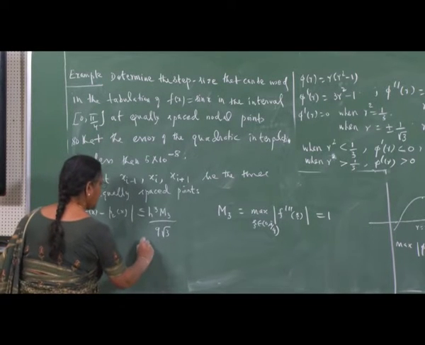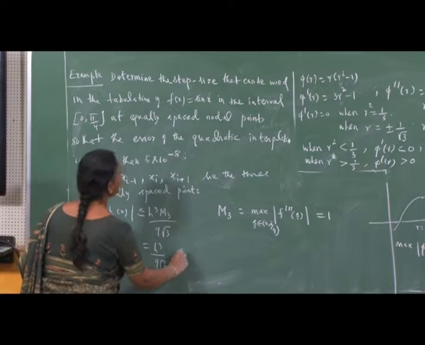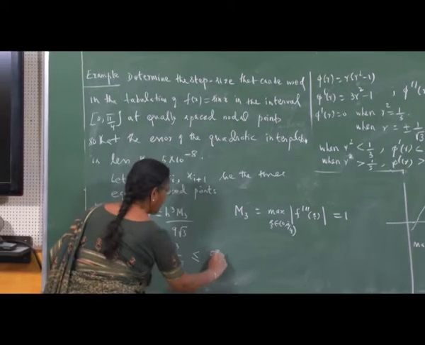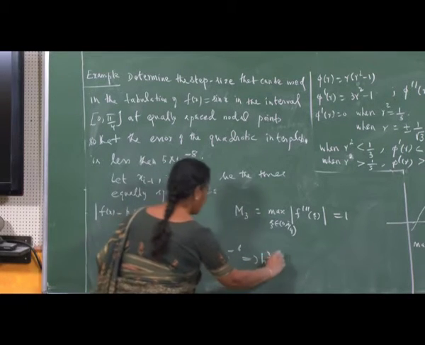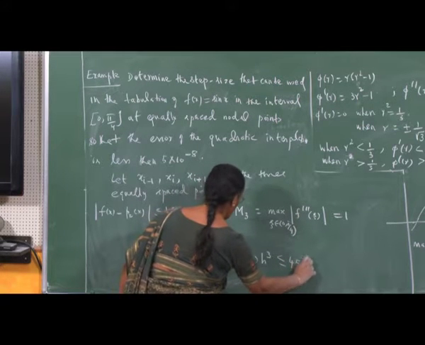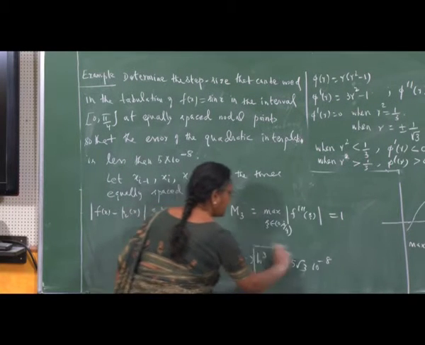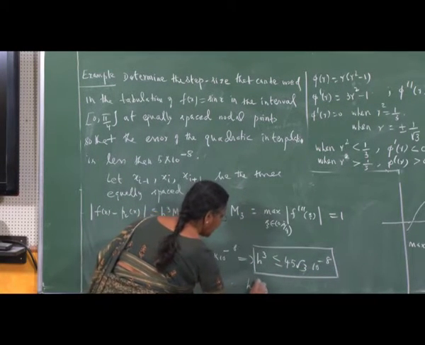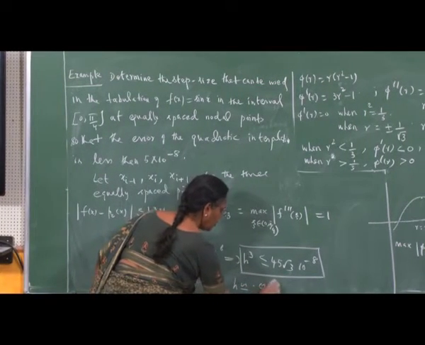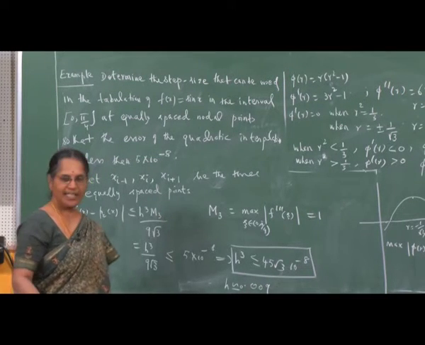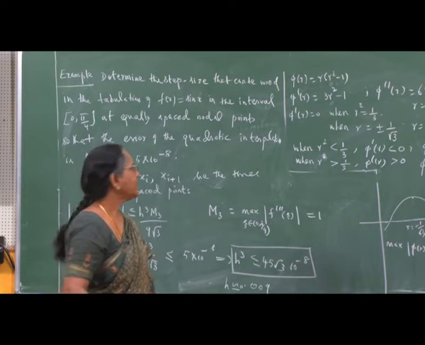So I want h cubed by 9 root 3 into 1 to be less than or equal to 5 into 10 to the minus 8. So h cubed must be less than or equal to 45 root 3 into 10 to the minus 8. And if you evaluate h, that turns out to be approximately 0.009.